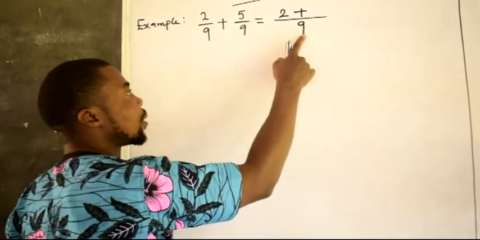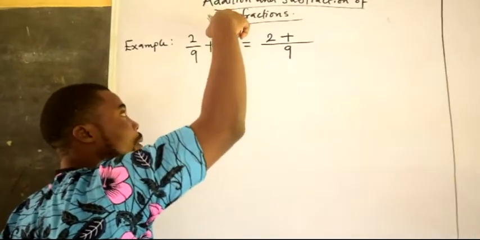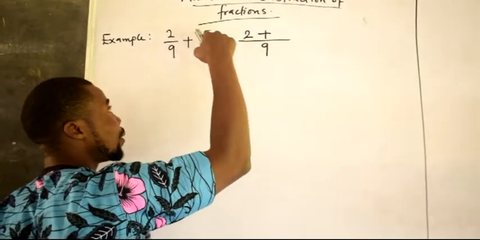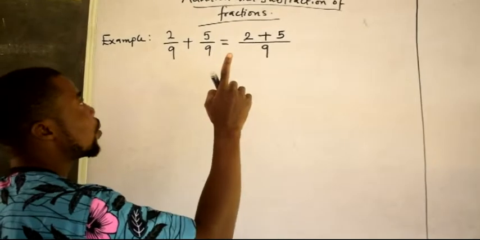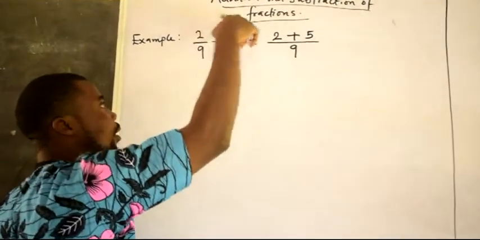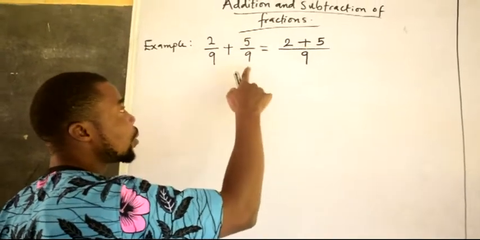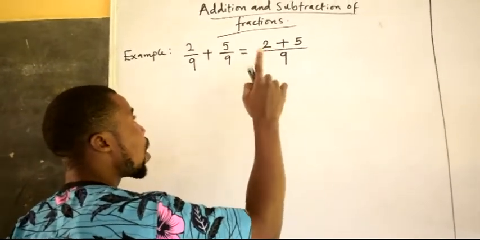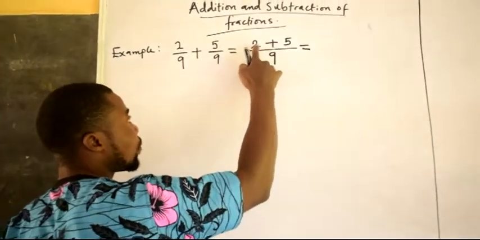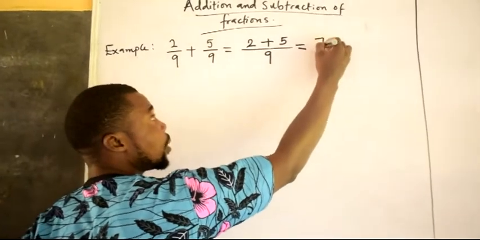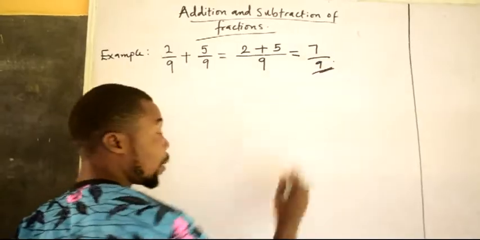9 will go in 9, that is 1 again. You now use that 1 to multiply the number on top, which is 5. 1 times 5 will give us 5. Let me come again. 9 and 9, 1. 1 times 2 is 2. I write it here, with plus in the middle. Now 9 will go in 9 again, 1 times 5 is 5. Now we can add it together. 2 plus 5 will give us 7 all over 9. That is our final answer.